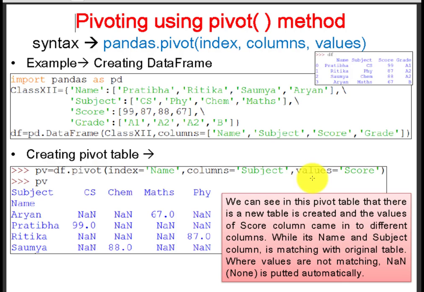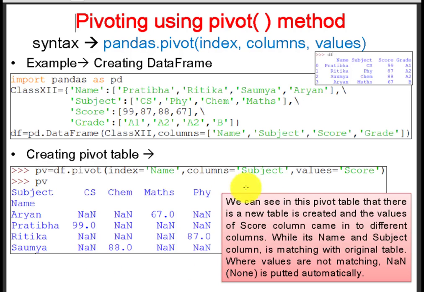And which value do you want to analyze? So as a value I need the score column. So score will be placed as the value for the pivot method. Clear? So now that table has been converted into the pivot table, and you can call this PV. Now when you execute the PV, you will get that table.